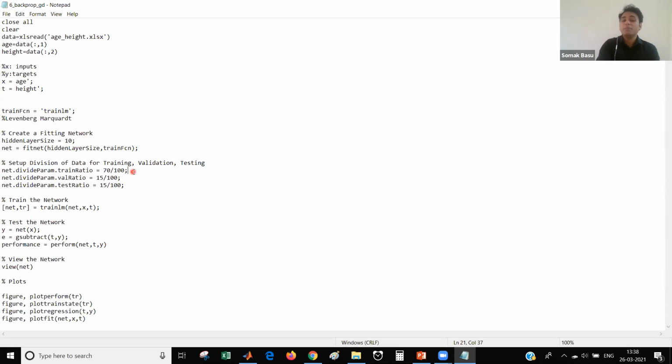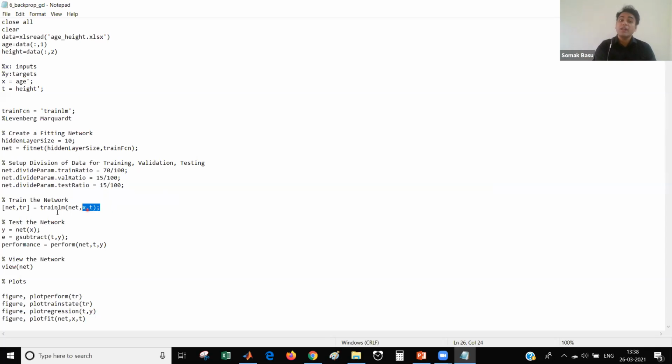So generally, we use this train ratio of 70. This means 70% of the data out of the 100% will be used for training. And again, 15% and 15% will be used for testing and validation. Validation means retesting. Sometimes we may want to retest something. So 15% for testing, and again 15% for retesting, which is also called validation.